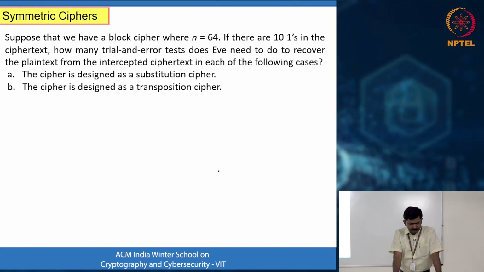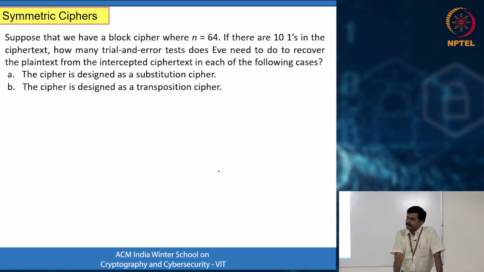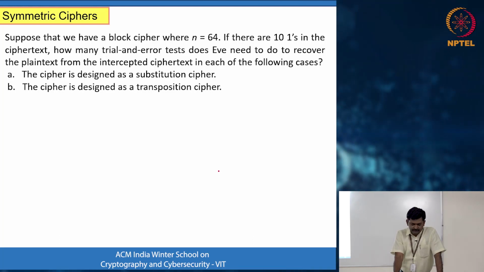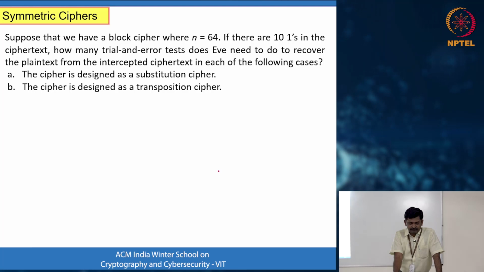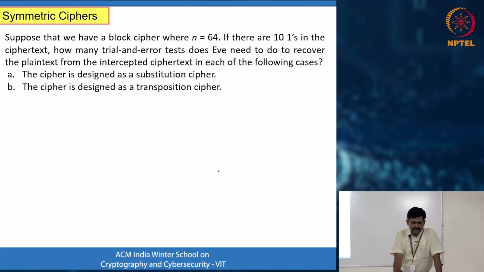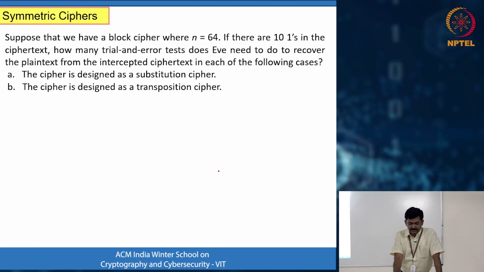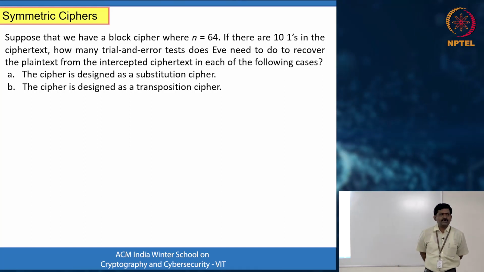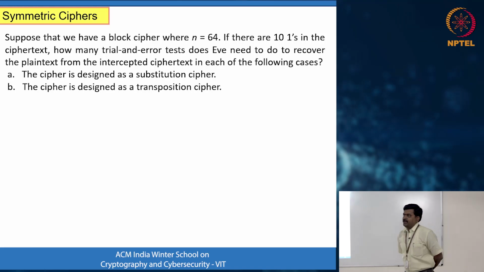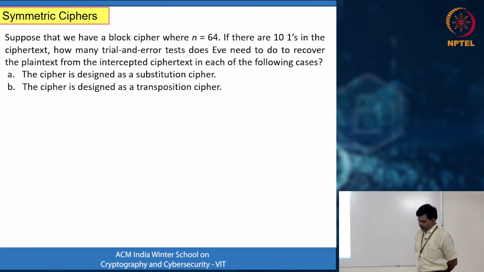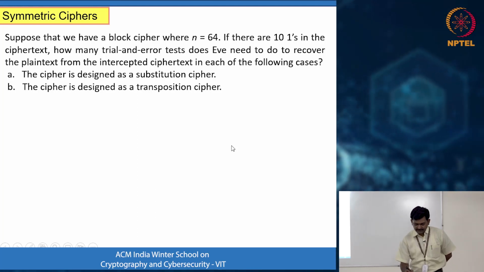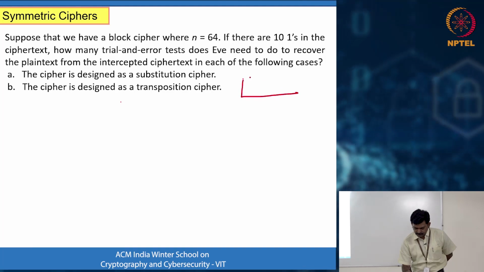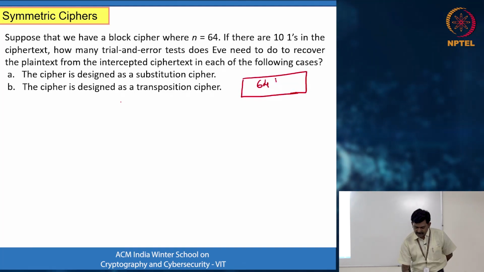So you see this problem. Suppose that we have a block cipher where the block size is 64. If there are 10 ones in the ciphertext, how many trial and error tests does Eve need to do to recover the plain text from the intercepted ciphertext, provided the cipher is a substitution cipher, or the cipher is a transposition cipher. Please note down this problem. You have a block cipher. The block size is 64-bit.